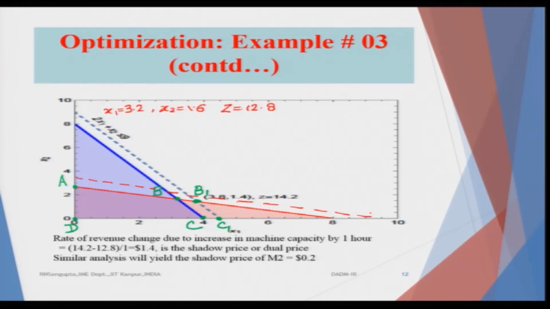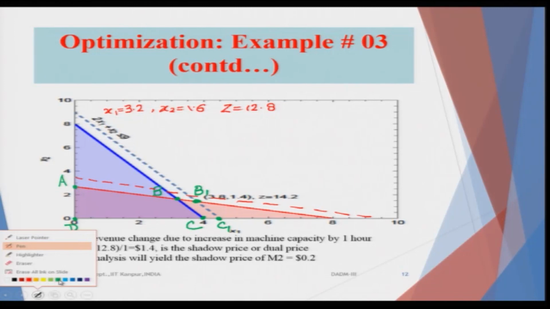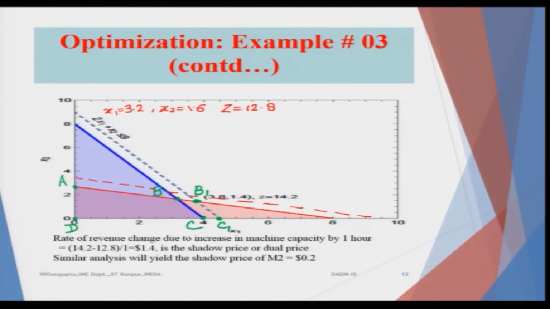So, in this case what we will have, let me now mark the points in green. D remains D, there is no change. A goes to A2 corresponding to the change in machine 2. B goes to this point, B2, and point C remains at C, it does not change.